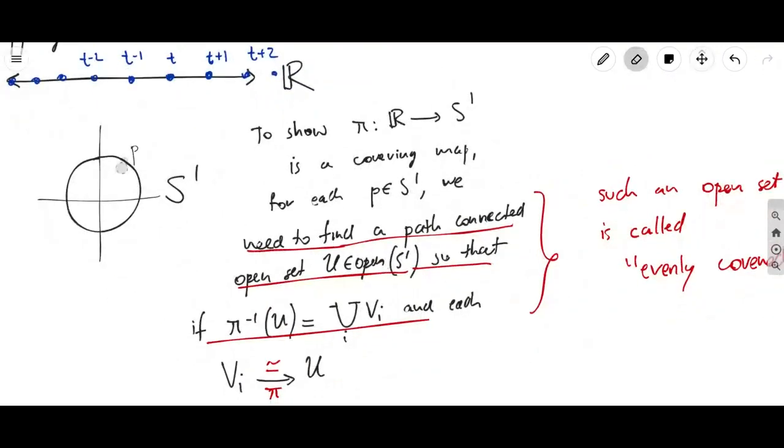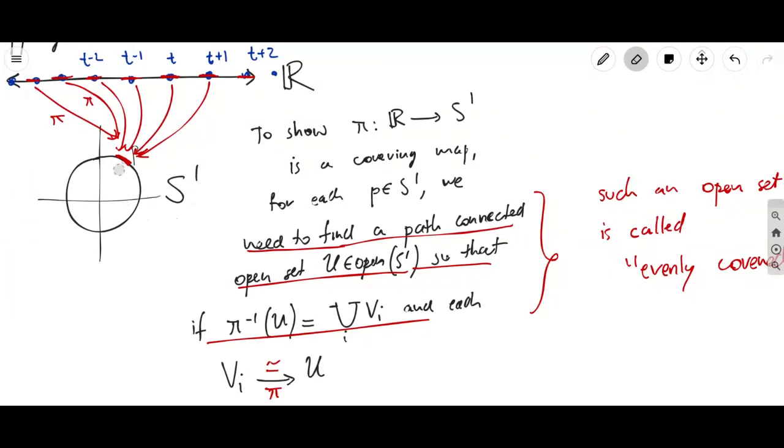So then the idea would be that if you were to draw a little neighborhood around that P, then you would draw a little neighborhood around every single one of these. And if the neighborhood is small enough, then none of these red intervals are overlapping. And then look at this. Each of these is being mapped homeomorphically by pi. Pi is a bijection on each of them. They're all being mapped homeomorphically in a bijective way onto that little open arc around the P.